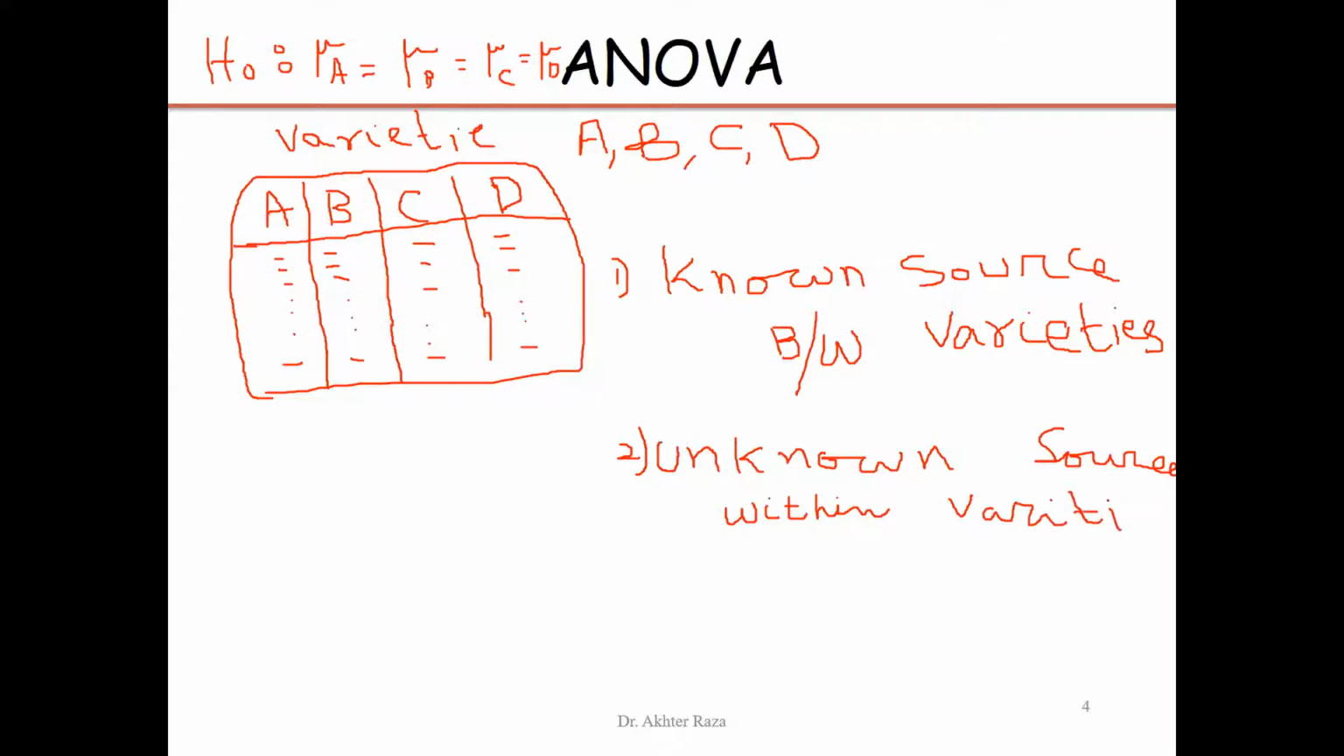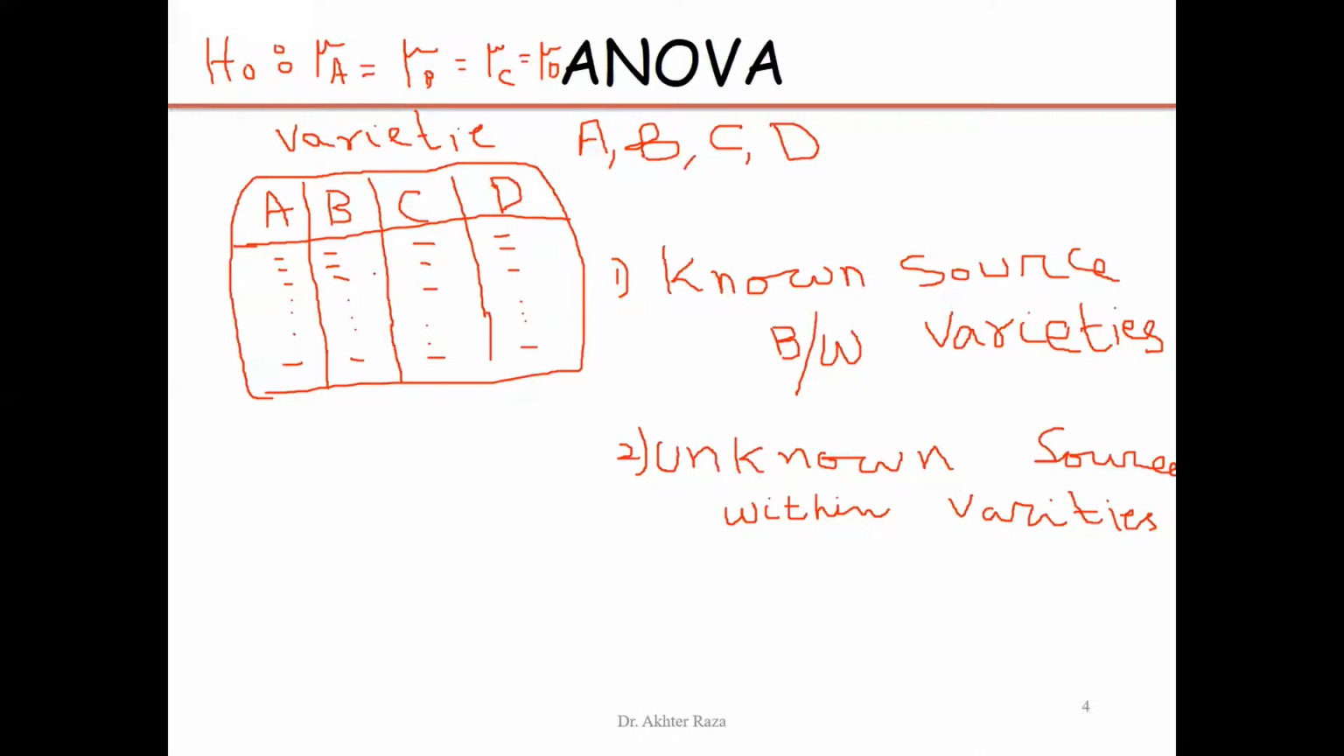So we have these two sources of variation. There is a variation between varieties, which is a known source. There is a variation within the varieties. Within variety B, we have a variation. Within variety C, we have a variation. Similarly, we have a variation within variety D.